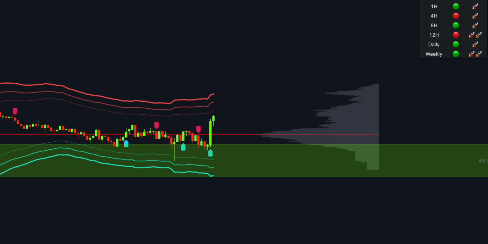I take a long trade when A, the price drops to resistance and exceeds the lower bands. B, the trend on the dashboard is bullish. C, a buy signal is generated and the price is near this red line.